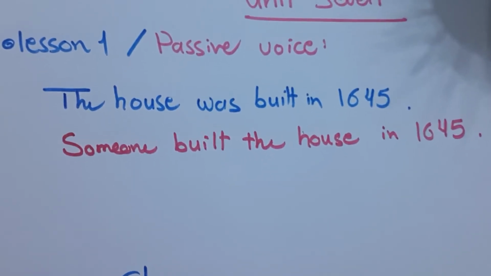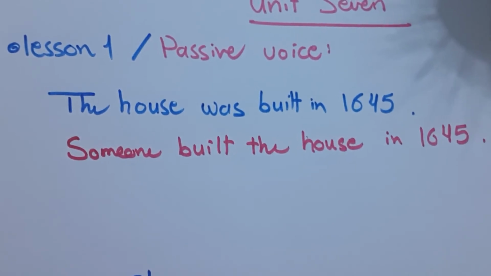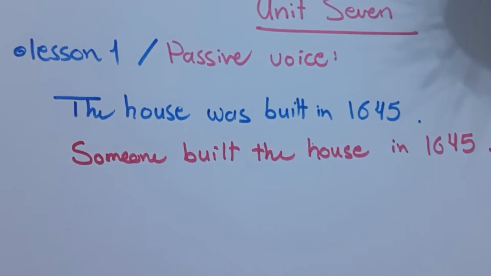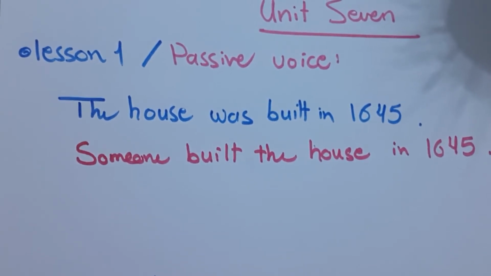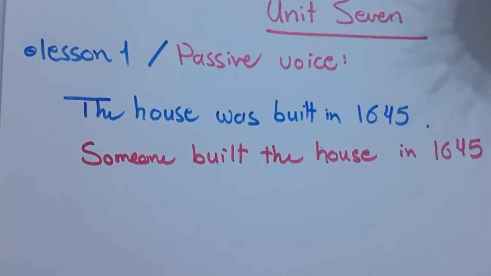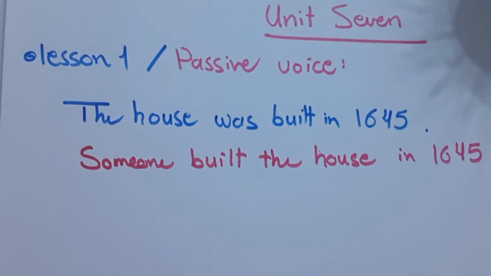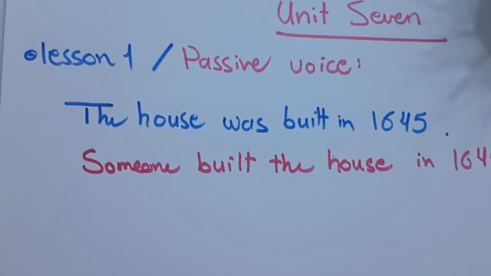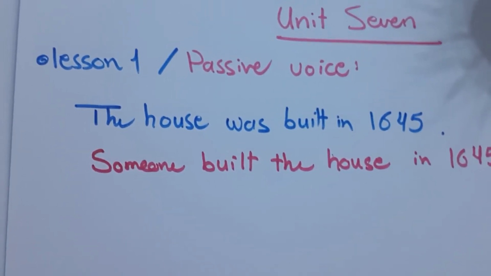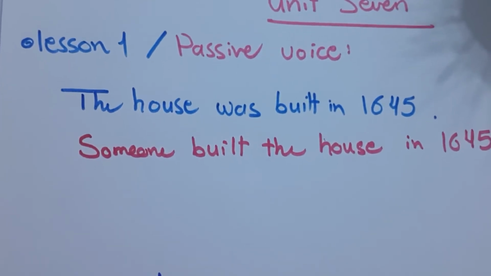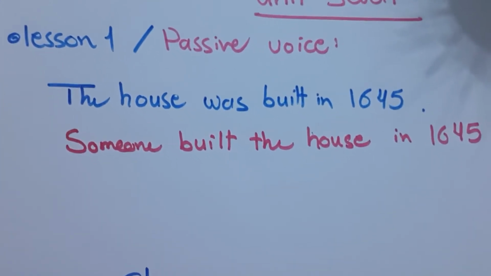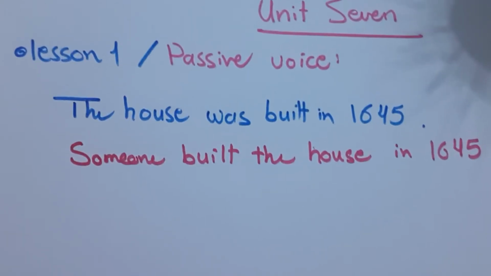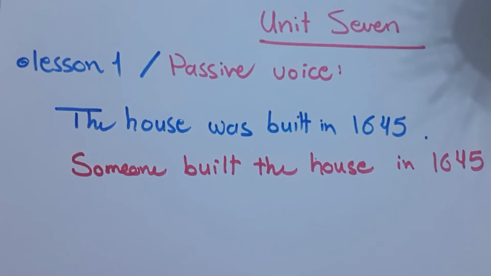We use it to show interest in the person or object that experiences an action, rather than the person or object that performs the action. Sometimes we use it when we don't know or don't think that it's important to show the subject in the sentence. Keep in mind that the passive voice is a very formal style and we use it in formal text.